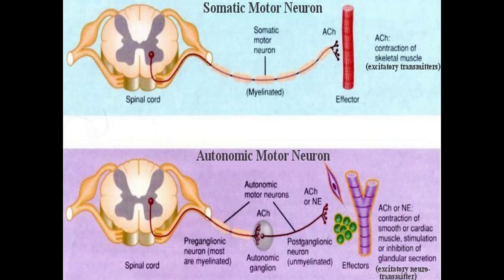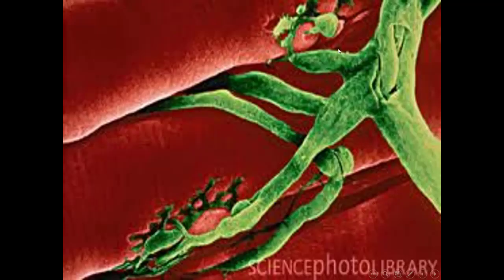The motor neuron ends with terminal dendrites of the axon. These terminal dendrites form a plate, like a foot on the skeletal muscle, which releases acetylcholine that stimulates the skeletal muscle to contract.